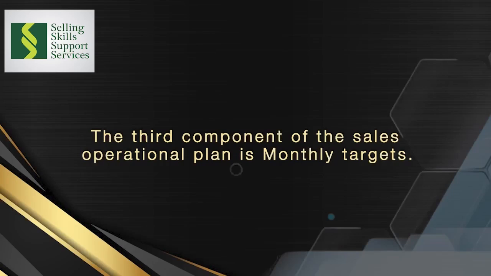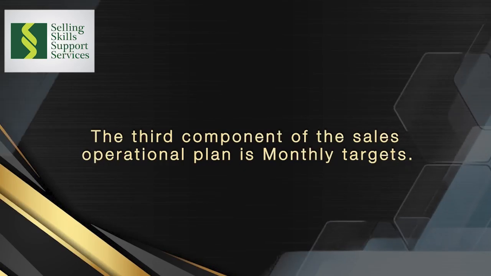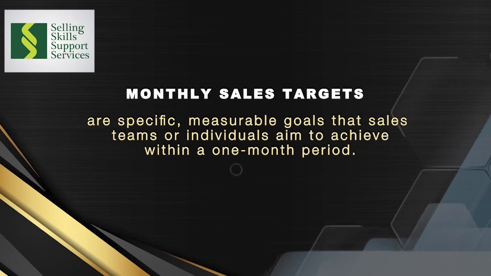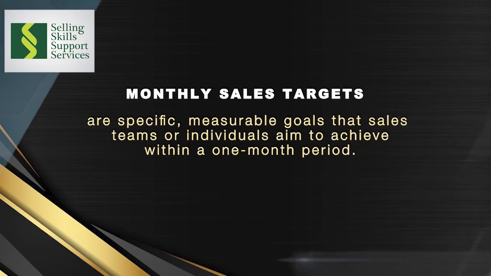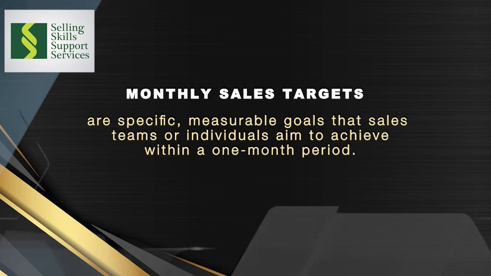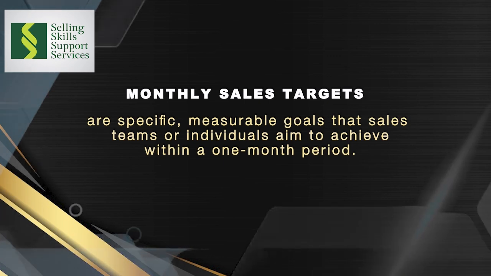This would lead us to the third component of the sales operational plan, which is monthly targets. So you have your annual goals, you've set your quarterly objectives. Monthly targets are the operational definitions of your quarterly objectives. Your monthly sales targets are more specific, more measurable goals that the sales team or the salesperson aim to achieve within a month. So 30 days period.